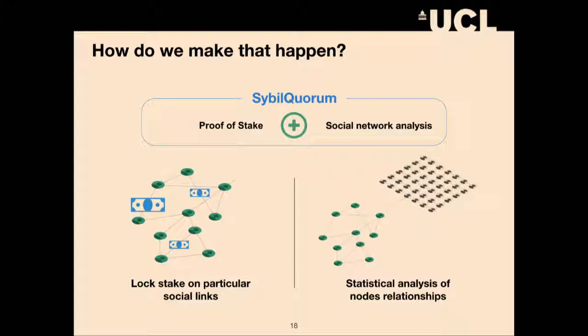What we do in terms of proof of stake is the first thing I will talk about now. Instead of locking some stake for yourself as a node when you want to join the network, you would lock the stake toward a particular link for another node. And then we use social network analysis to have a view of sybil regions on the network. And so here we see how to go.